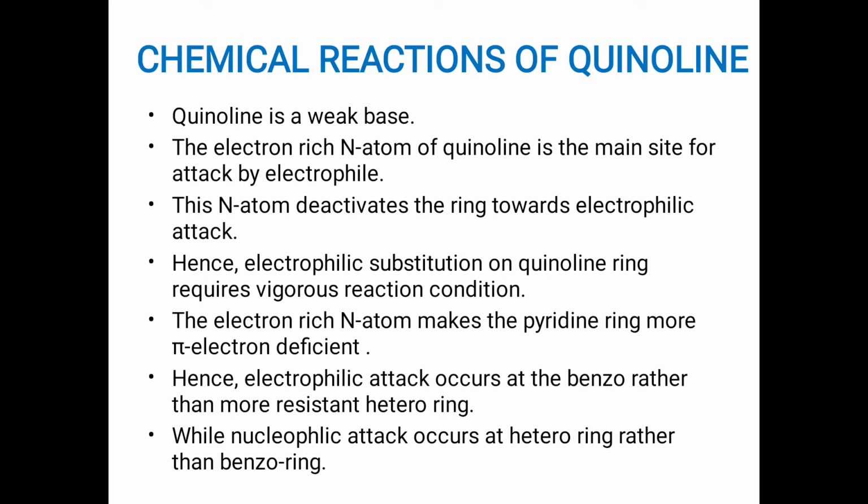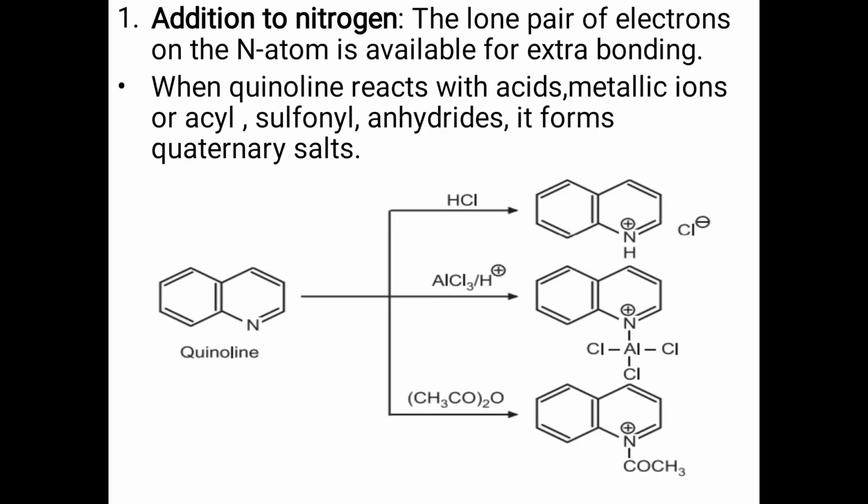Those are the chemical reactions of quinoline. For that, we'll see some chemical nature of quinoline. It is a weak base. The electron-rich N atom of quinoline is the main site for attack by electrophiles. This N atom deactivates the ring towards electrophilic attack. Hence, electrophilic substitution on quinoline requires vigorous reaction conditions. The electron-rich N atom makes the pyridine ring more pi electron deficient. Hence, electrophilic attack occurs at the benzo ring rather than the more resistant hetero ring, while nucleophilic attack occurs at the hetero ring rather than the benzo ring. In addition to nitrogen, the lone pair of electrons on the atom is available for extra bonding.